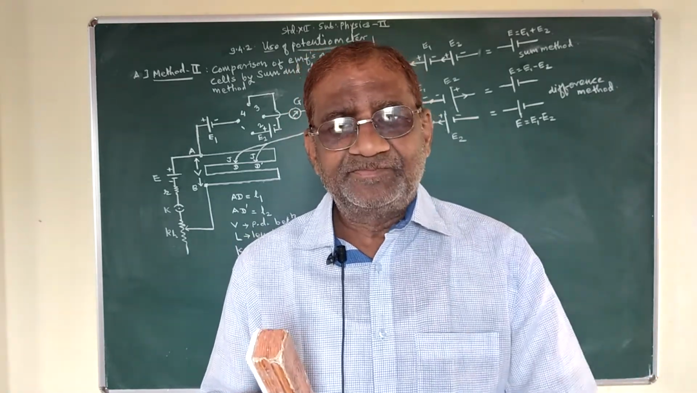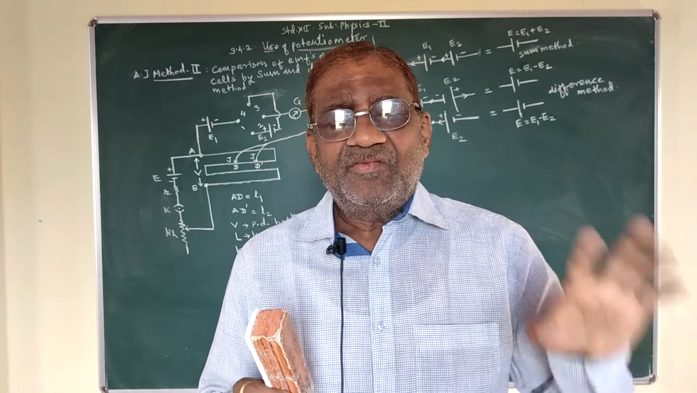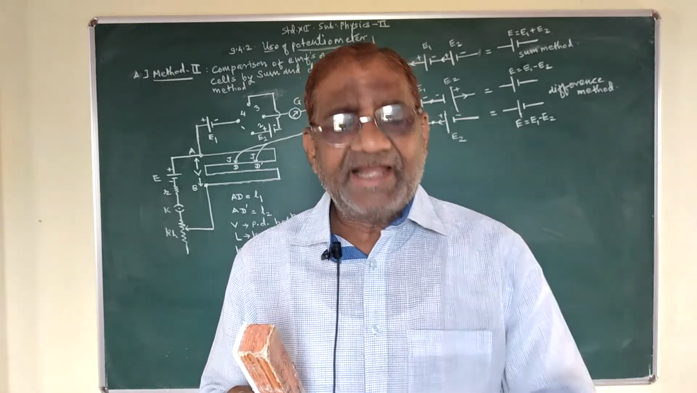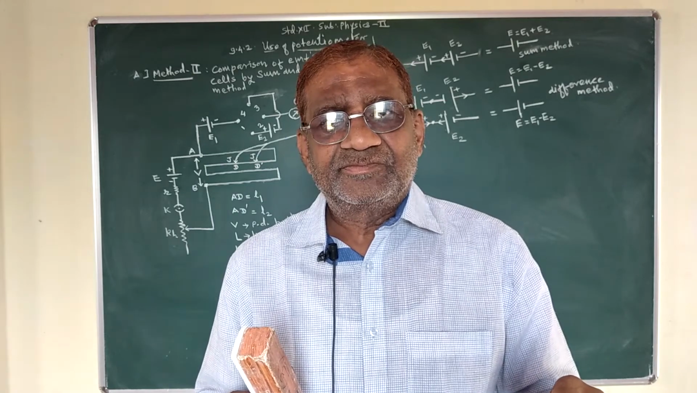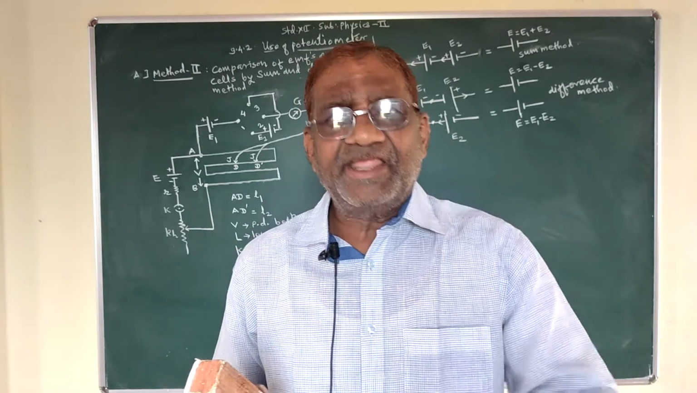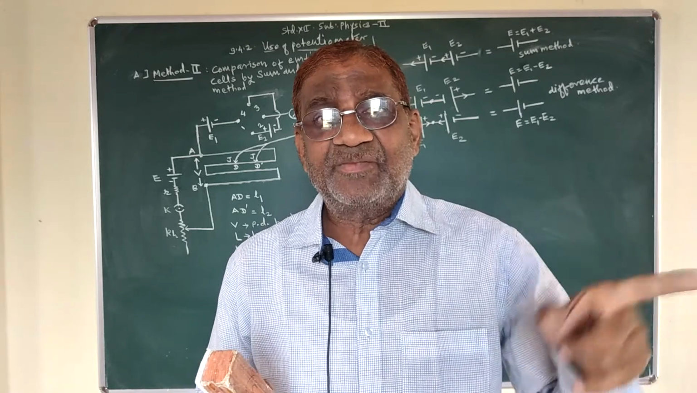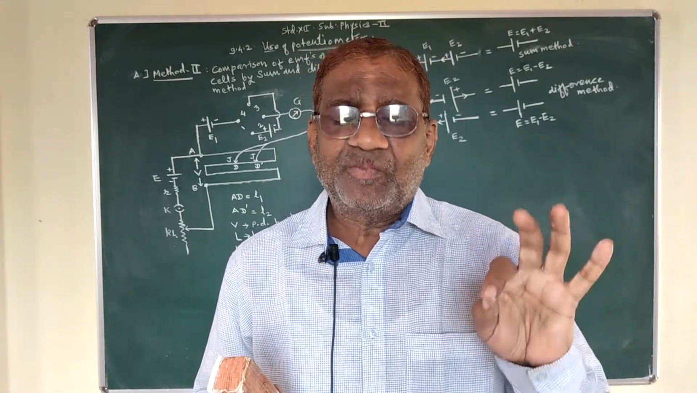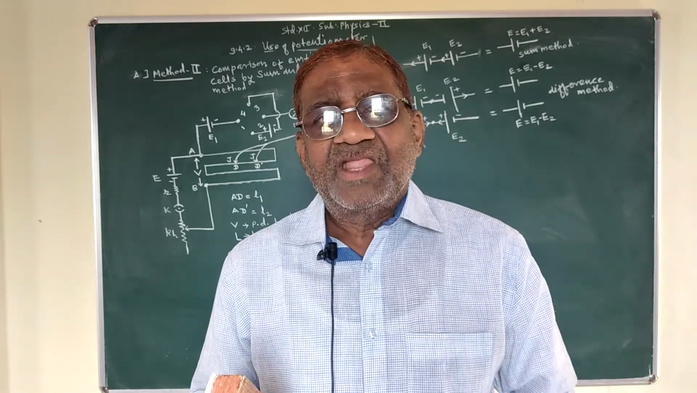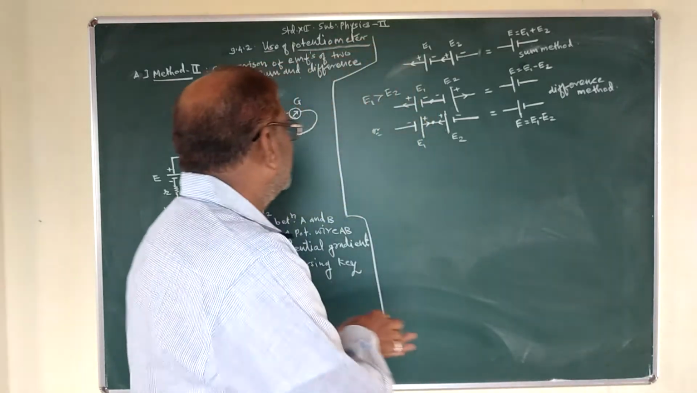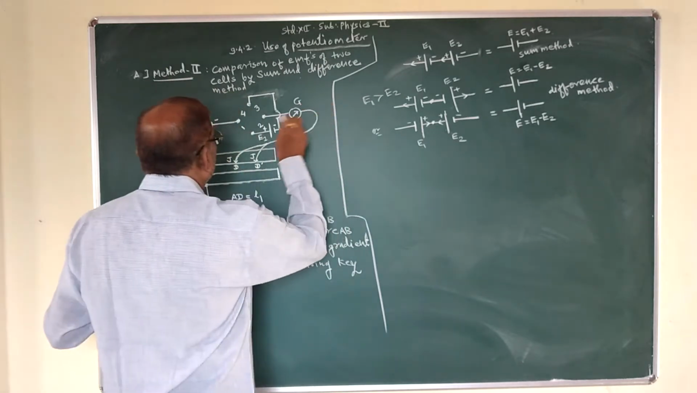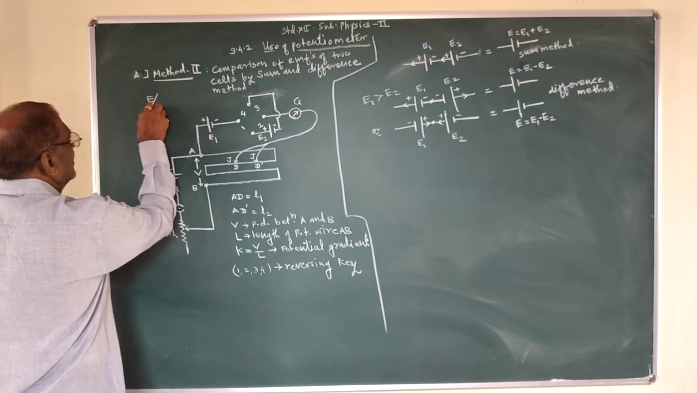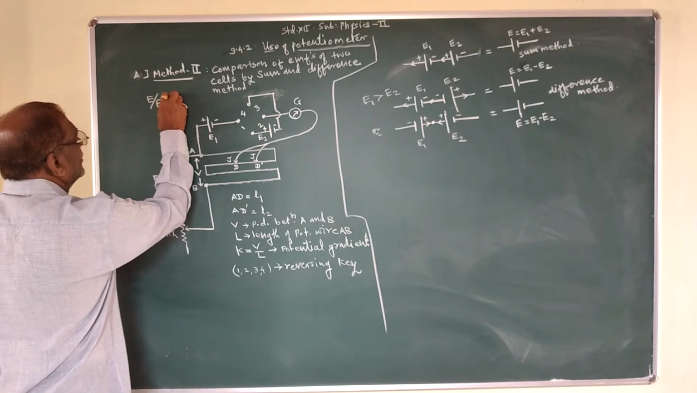In this way, we connect these two cells together in the potentiometer circuit. This method is the sum and difference method. By using this sum and difference method, we have to find the ratio of EMF of two cells, that is, we have to find E1 by E2 by this method.